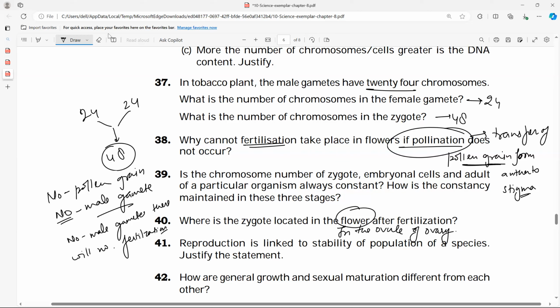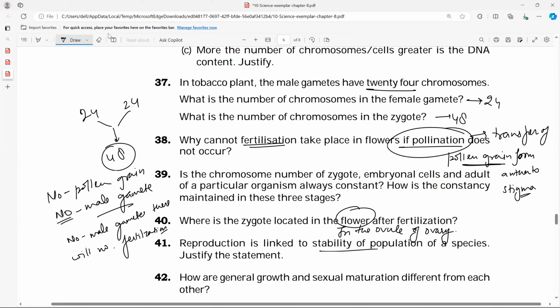Okay, next question number 41. It is because organisms use reproduction in order to produce young ones to fill their niche. So reproduction is linked to the stability, and reproduction causes variation, which is also linked to the stability of the population. Yes, it is a correct answer. So what are the keywords for this question? That reproduction ensures the continuity of the species.